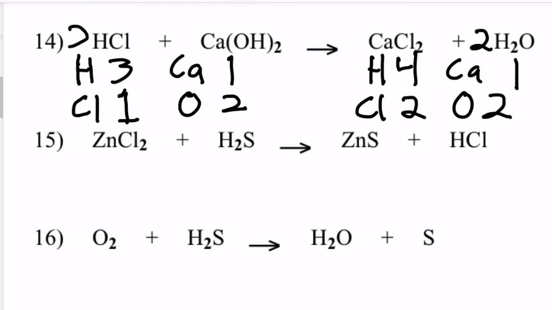Let's try a 2 in front of my HCl. So now I have 2 H's here, plus my 2 H's here. So now I have 4 hydrogens. Okay, see now my hydrogens are balanced. Happy day. Now my chlorines are a little different though too. Now that I've put a 2 here, I now have 2 chlorines.